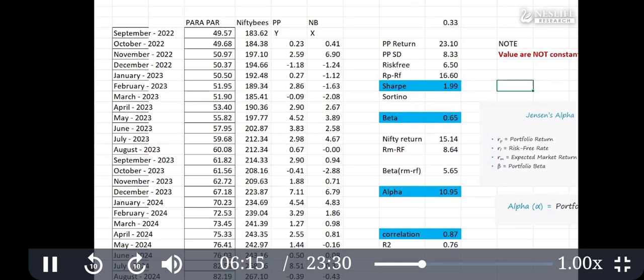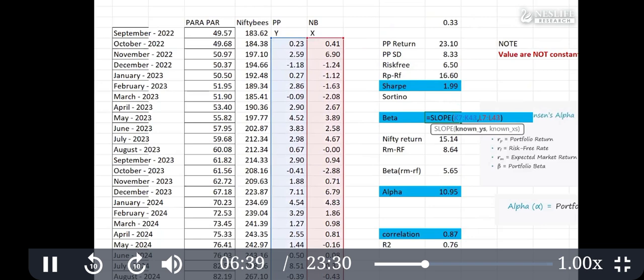Now for beta, up to here you know that there was only the fund, there was no stock or index or any other thing. But when you do the beta and correlation and even alpha, you need an index. That means data of the stock, or here in case of mutual fund, and the index, both Y and X. So beta is calculated by the slope function. This is the slope function of Excel.